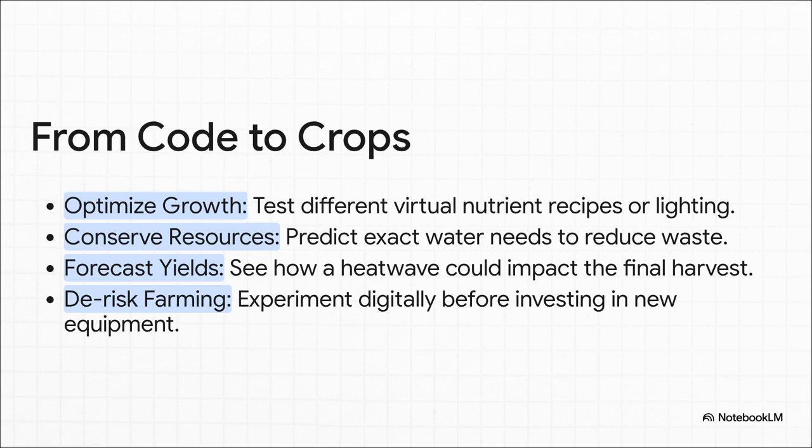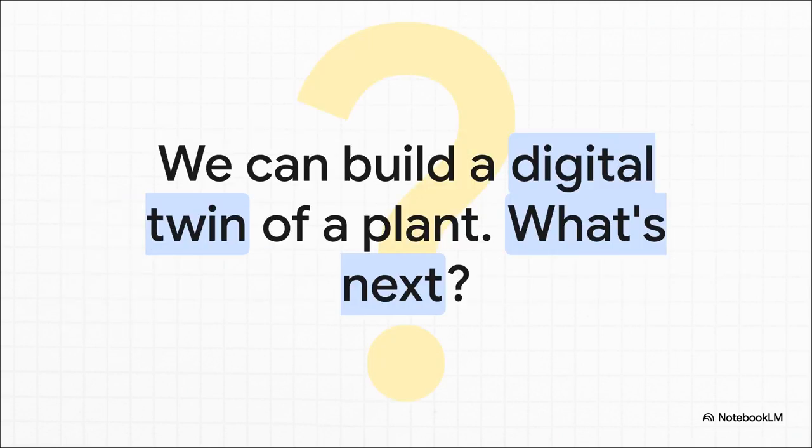And maybe the biggest one, you take the risk out of farming by trying out new ideas digitally before you spend real money on them. And that kind of brings us to this really big final thought. We just walked through how to build a digital twin for a single plant. If we can do that, what comes next? What does this mean for how we understand, manage, and maybe even partner with our entire natural world?